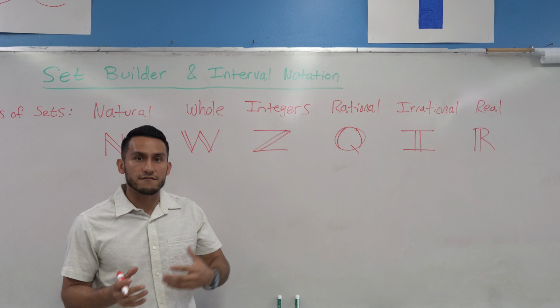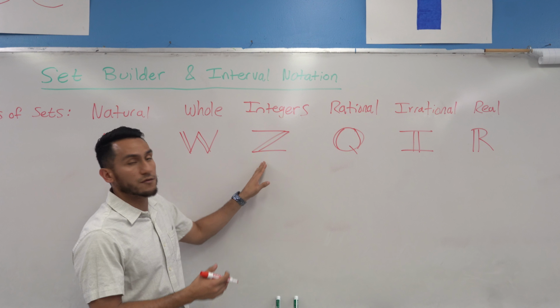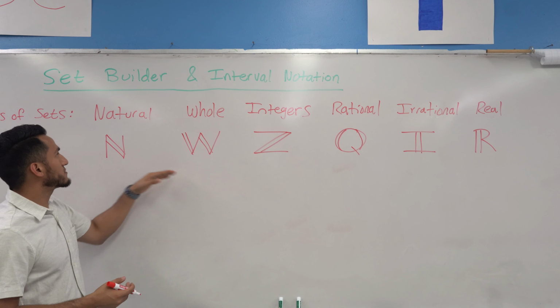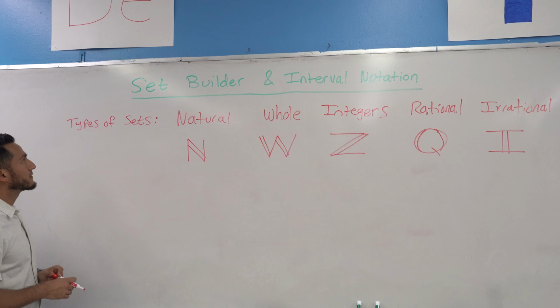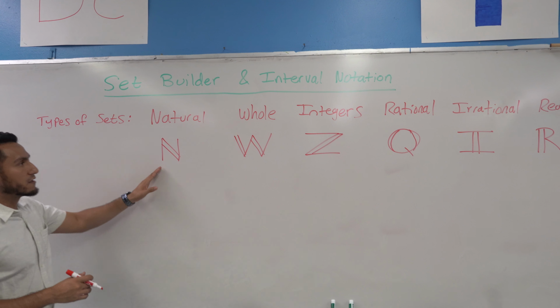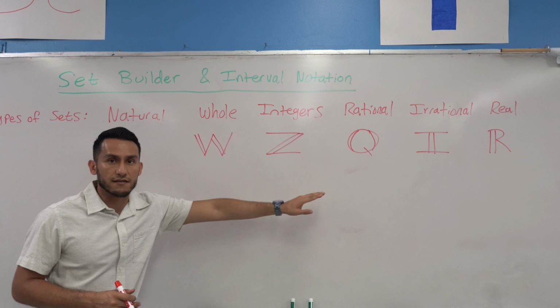When we describe the elements of a set, we're going to be talking about the set of the integers, we're going to be using the symbol. The set of the whole numbers, the set of the natural numbers, and so on and so forth. So, we got to understand what kind of elements belong in each set.